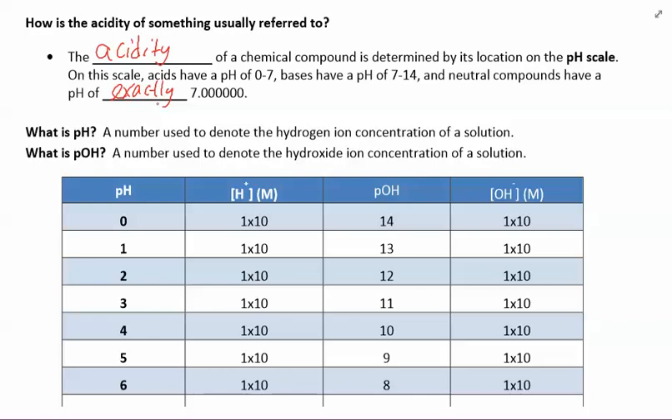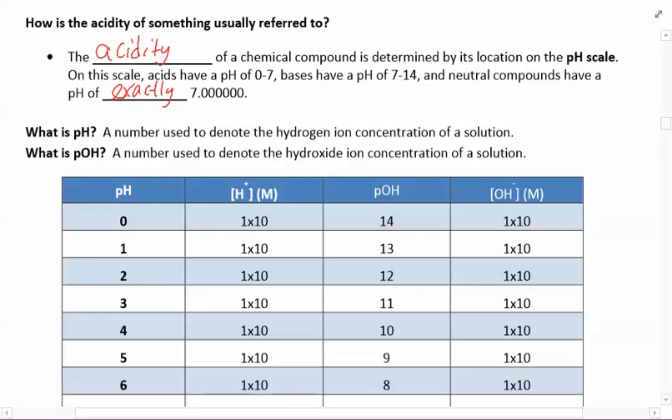You probably have heard of pH in biology. This is used to denote the hydrogen ion concentration of a solution, but there's also something called the pOH, and this is used to denote the hydroxide ion concentration of a solution. P represents the power, so you can think of it as the power of hydrogen and the power of hydroxide. When we look at the relationship in a few moments, we'll see why that makes sense.